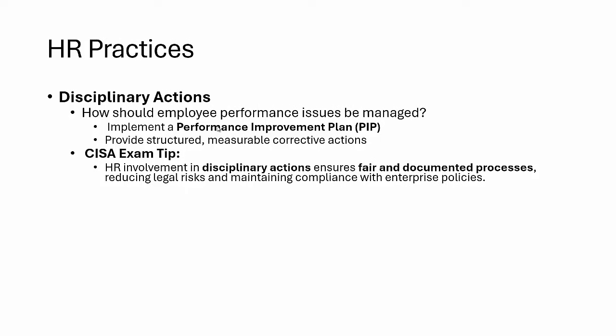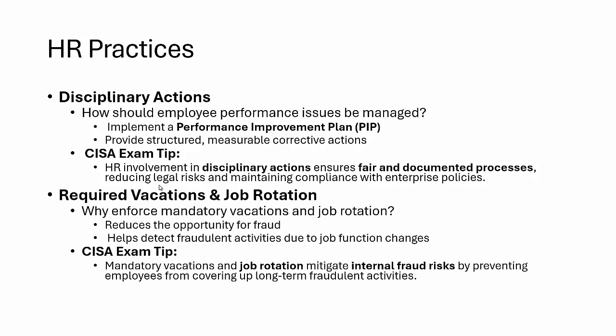So HR has to implement disciplinary actions like implementing a PIP plan, providing structured, measurable corrective actions, and in a disciplinary action HR ensures it is a fair and documented process. That's something we have. Sometimes we also need to enforce a mandatory vacation or job rotation. For example, in separation of duties, the person has to be away from the workplace for a while and someone else will take over the work to review his work. Or if we find suspicious fraud activity, we enforce the mandatory vacation. So someone else will take over the job.